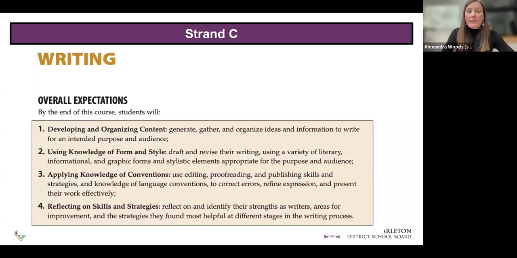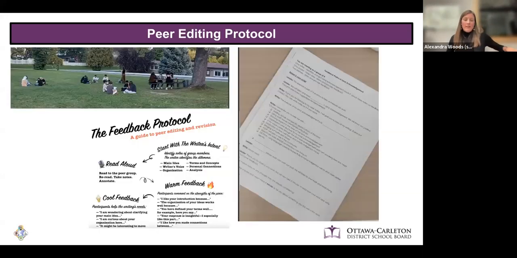So this third strand in the English curriculum is the writing strand. The writing strand expectation is really that students are expected to be able to develop and organize their writing by the end of the semester, to use their knowledge of text and different stylistic elements to revise their writing and to write a variety of different things like informational texts, graphic texts, narrative texts, to apply knowledge of conventions. So using editing and proofreading and all of those skills and peer editing, and then again, reflecting on their skills and strategies. So reflecting on and identifying their strengths as writers, the areas for improvement, and the strategies they found most effective in the writing process.